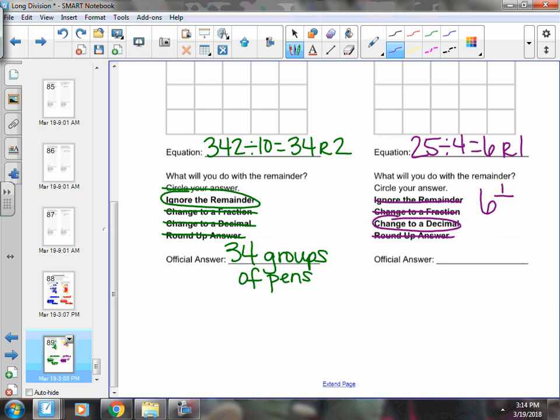1/4. And whenever you see fourths in terms of money, does it make you think pennies, nickels, dimes, or quarters? It should make you think quarters because there are 4 quarters in a dollar. So 1/4 would be 25 cents. So if everybody pays $6 and just one more quarter, 25 cents more, then that will take care of that extra dollar. And it will be exactly the $25 that you need.